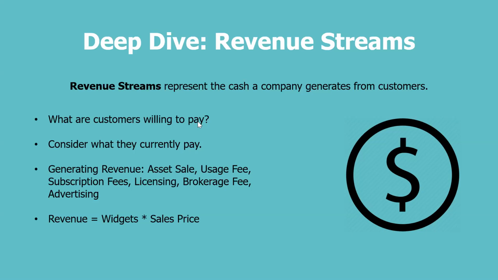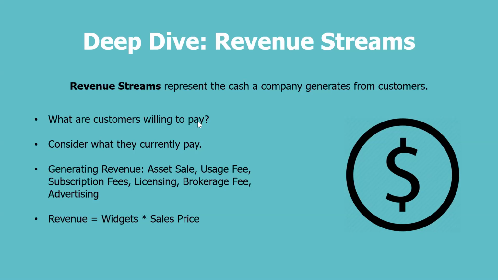But a question you want to consider when you're developing your revenue stream is, what are customers willing to pay? You can figure that out if you look at what they currently pay. So for example, Airbnb looked at what people were paying to stay at B&Bs in the different markets they were going into, like San Francisco, LA, New York. And that's a good place to start.